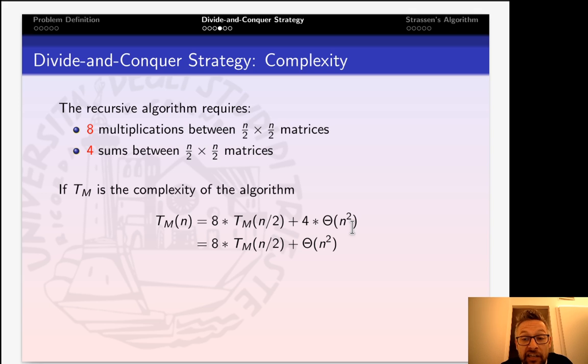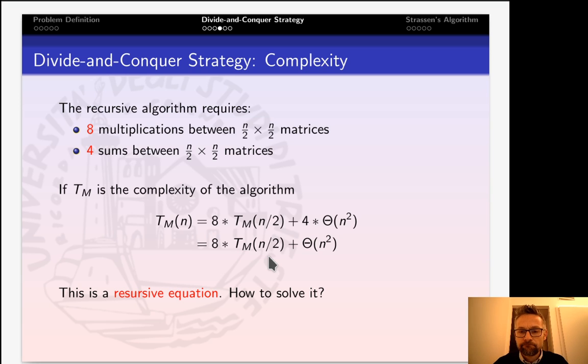And here we are stuck. We are stuck because here we have a recursive complexity equation in which, to establish the complexity of evaluating M, we need to know the complexity of M on a smaller instance of the problem. So how to solve it?